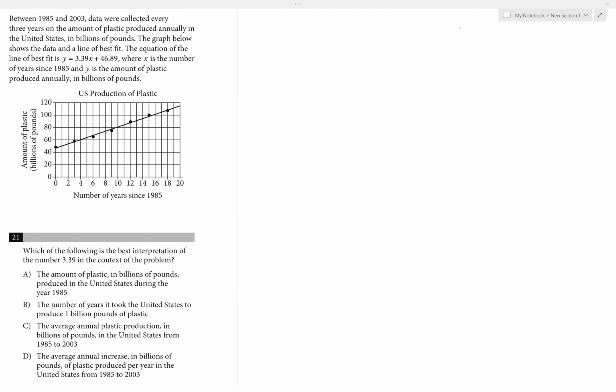Okay, so we see this is the graph with a line of best fit here. The x value represents the number of years since 1985, and the y value represents the amount of plastic that we produce. Question 21 says, which of the following is the best interpretation of the number 3.39 in the context of the problem? So the line of best fit is y equals 3.39x plus 46.89.